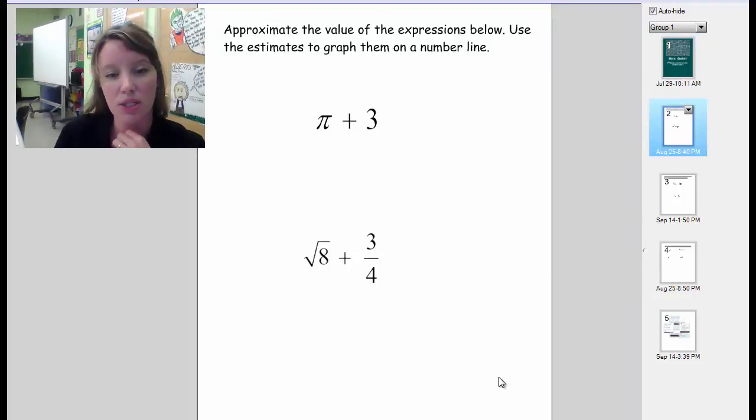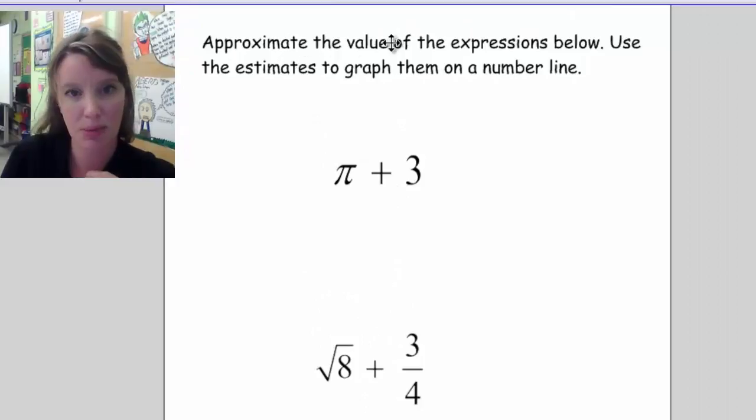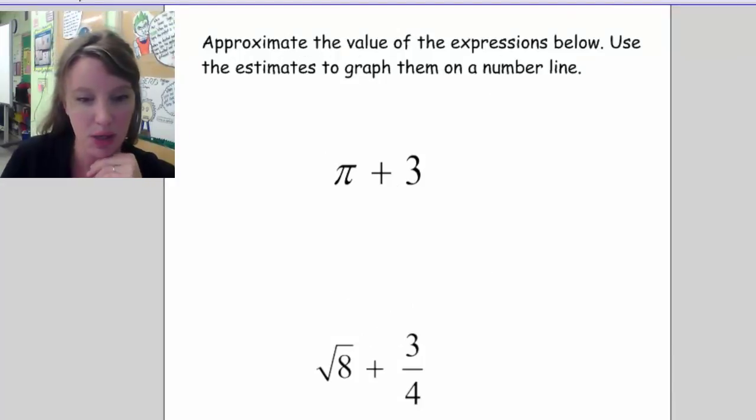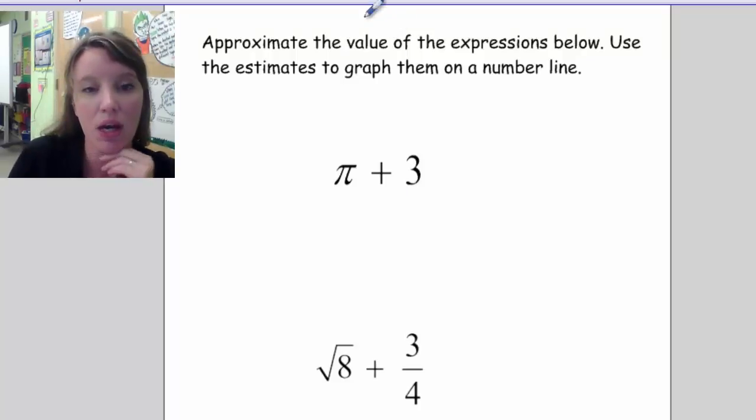Okay, so let's look at a couple of expressions that require us to use estimation because we have irrational numbers here. I want to approximate the value of the expressions below and use the estimates to graph them on a number line. Okay, so let's see here. Let me choose a color here.